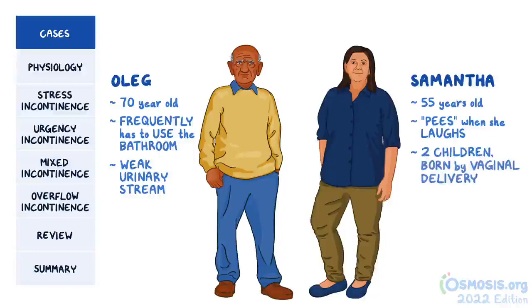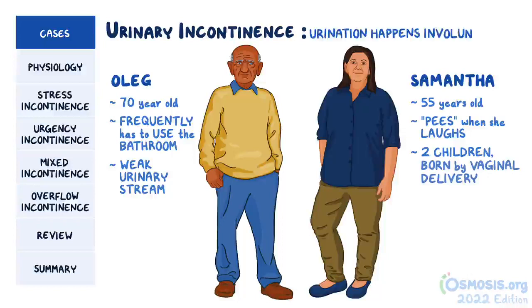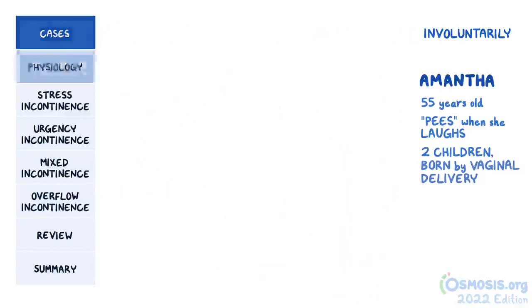Now, both these individuals seem to have urinary incontinence. Urinary incontinence is a problem where the process of urination happens involuntarily, meaning that a person might urinate without intending to. This is particularly problematic because it affects a person's personal hygiene, as well as their social life, in a way that can be very limiting. Let's talk about physiology real quick.